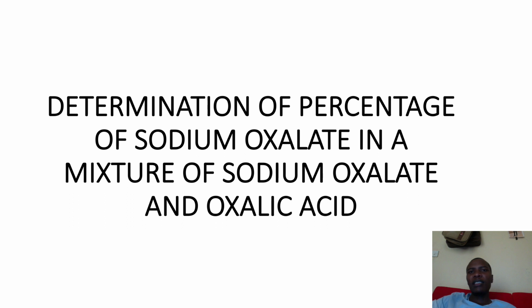It doesn't matter how it is set, but what you should know is that when it involves anything to do with oxalate ions, we have to get a strong oxidizing agent like potassium manganate 7. We react it with the oxalate ions, then we can easily determine them using the standard solution of potassium manganate 7.